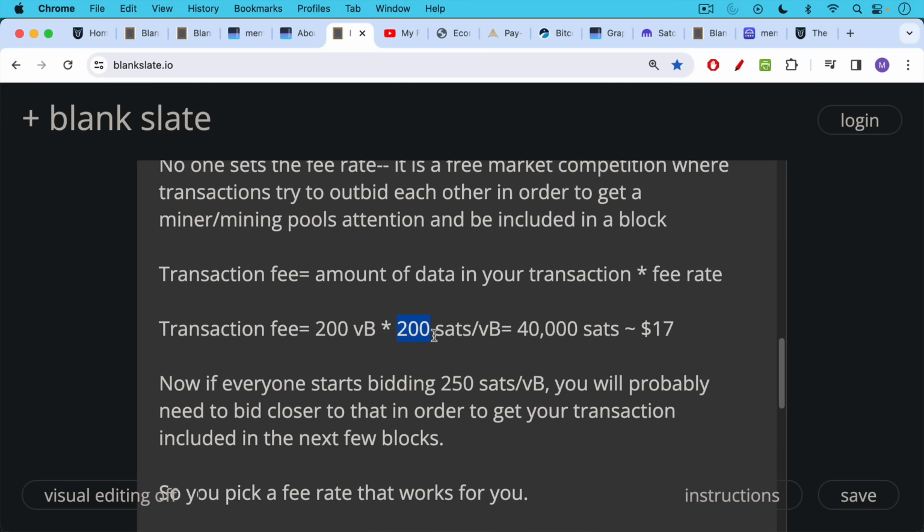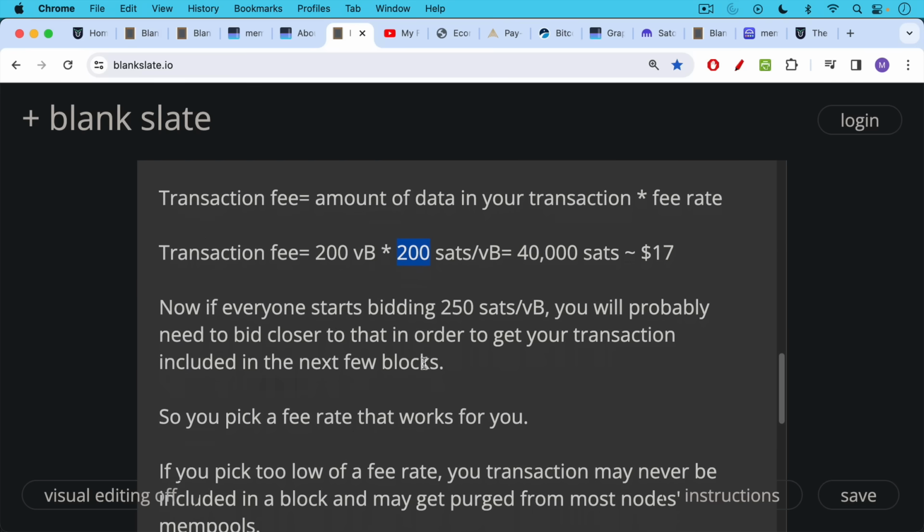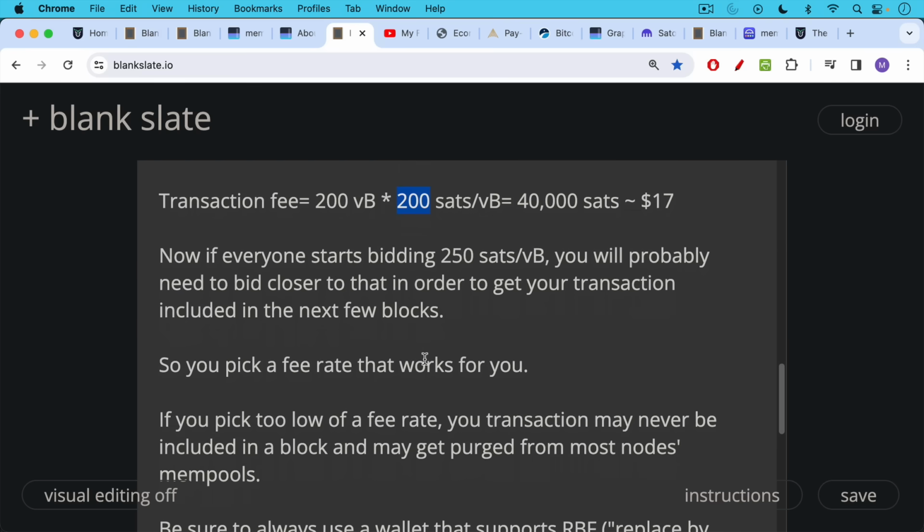You can watch fee rates over time and really get a feel for this, because rates can vary. They can vary from, as we said, 1 sat per vbyte up to 1,000 sats per vbyte and beyond. And so if everyone starts bidding higher than 200 sats per vbyte, you'll need to start bidding higher, or you'll just need to wait to have your transaction included later and hope that transaction fees come down. So you pick a fee rate that works for you.